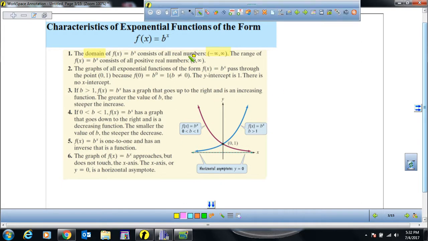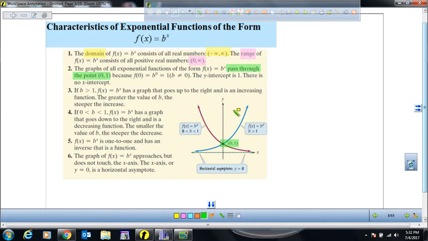Both of the graphs start from anything above 0. There was a horizontal asymptote at 0, meaning that they go from 0 to positive infinity, not including 0. That is going to be their range. Both of those graphs that we just graphed right here have this point in common, as you notice. They both pass through the point (0, 1). In other words, they have a y-intercept at (0, 1).